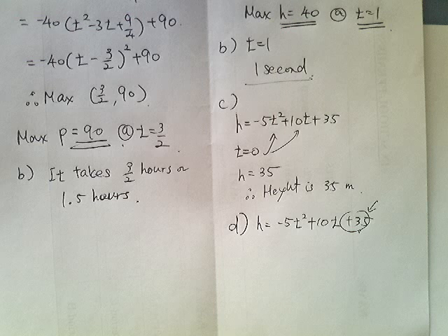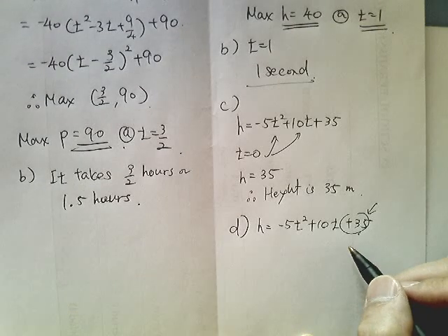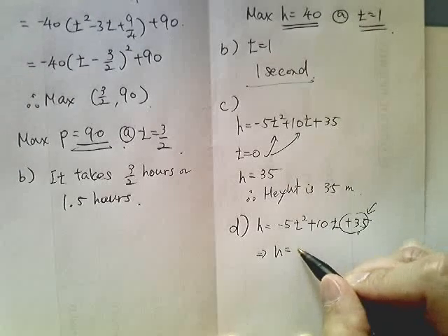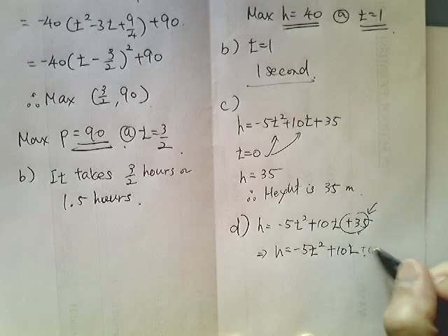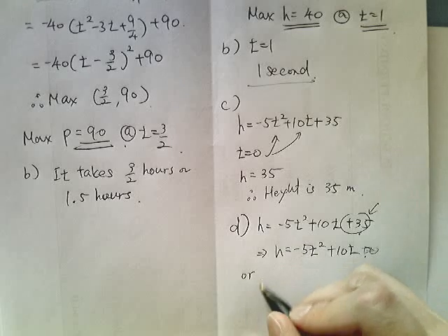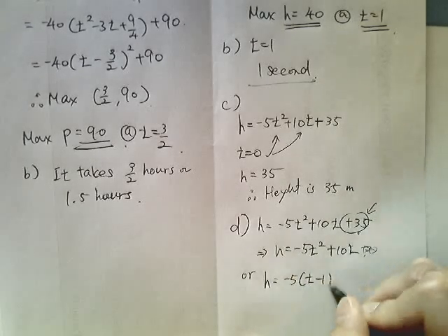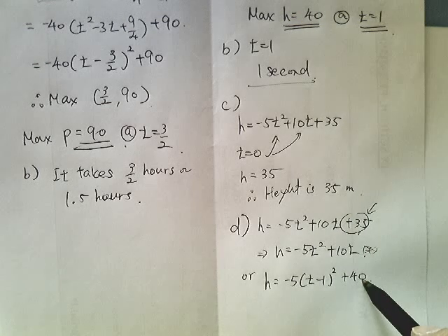However, if it is relative to the balcony, that means we are now measuring the height from the balcony, not from the ground. So if the ball is on the balcony, what is the height from the balcony? Well, it becomes 0. So this becomes H equals negative 5t squared plus 10t plus 0, but we don't have to write it, okay? If you are using a vertex form, which is now H equals negative 5(t minus 1) squared plus 40.